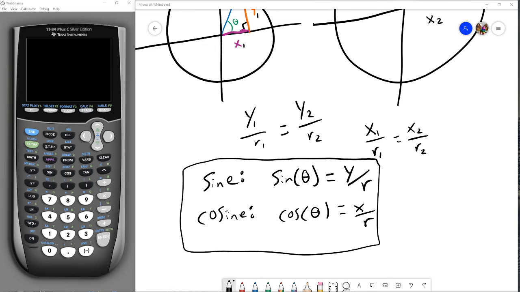So in a sense, there's a strong relationship here between the sine of the angle and the y coordinate of our right triangle, and similarly with cosine and the x coordinate. And that is something we are going to be using a lot of.